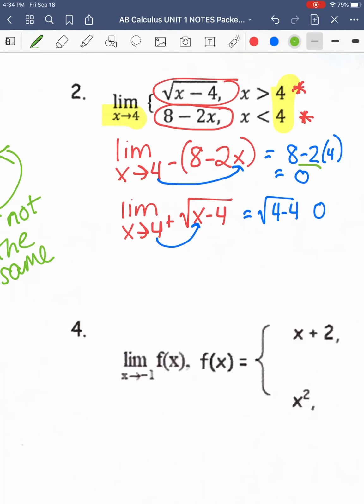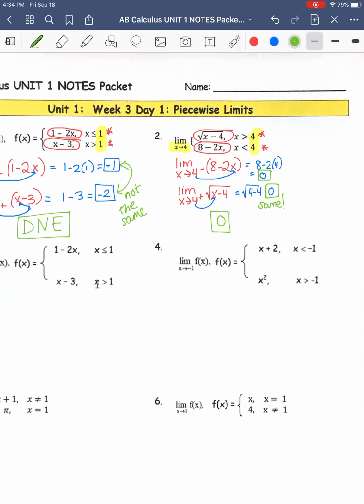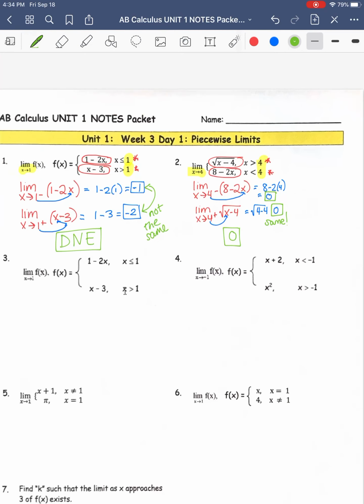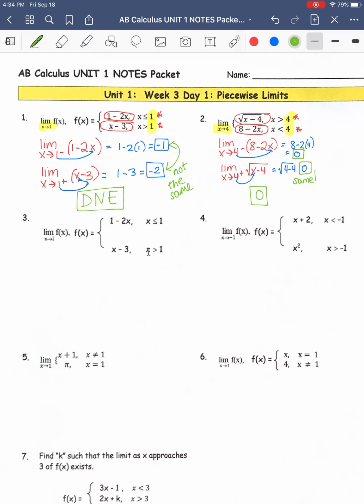And then we compare the left-hand limit with the right-hand limit, and this time they're the same. So because I got the same number coming from the left and coming from the right, that number 0 is my answer. Okay, let's try problem number 3.